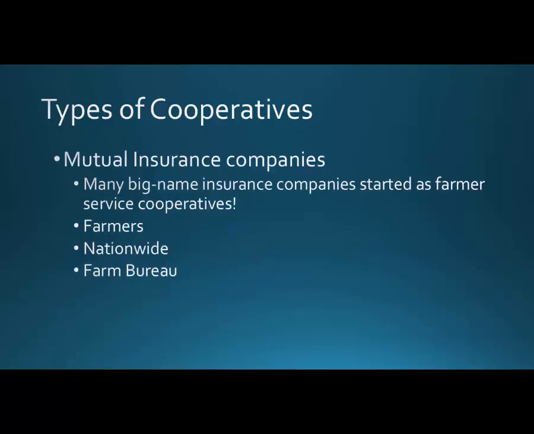As we dig deeper into cooperatives, we also find that a lot of insurance companies are cooperatives or they use a cooperative business model. In fact, a lot of big name insurance companies out there in the U.S. got their start as farmer service cooperatives such as Farmers Insurance, Nationwide Insurance, and you may have heard of the Farm Bureau, which, by the way, sells insurance among many other things they do for rural communities and farmers. They are a cooperative. Also, the Farm Bureau is a member of the Tennessee Council of Cooperatives.